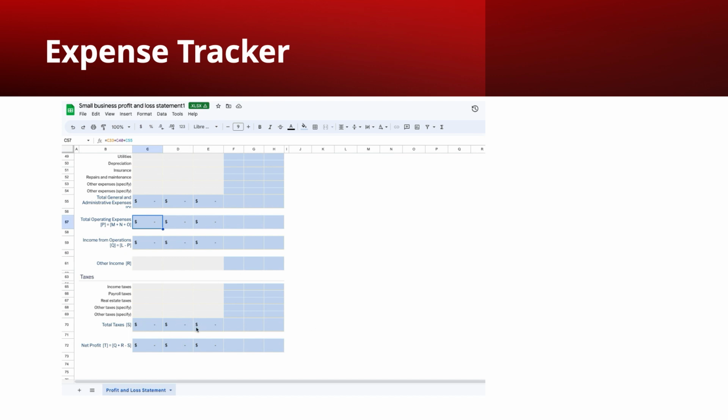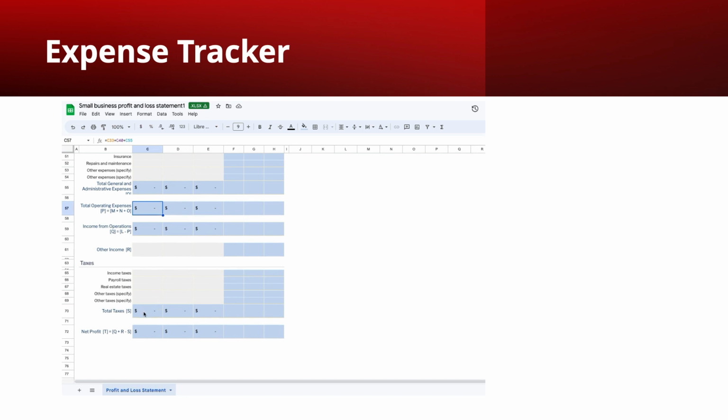If you're selling a product, you'll also want to add your sales taxes. And what this will do is exactly what this formula says. It will take your revenue, subtract all your expenses and taxes, and give you what your net profit is.